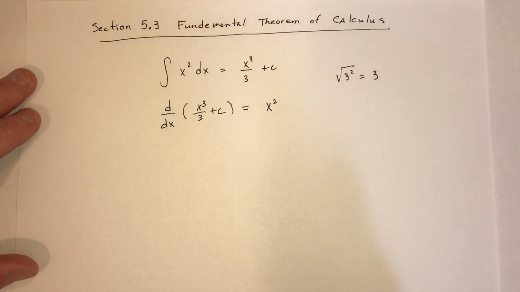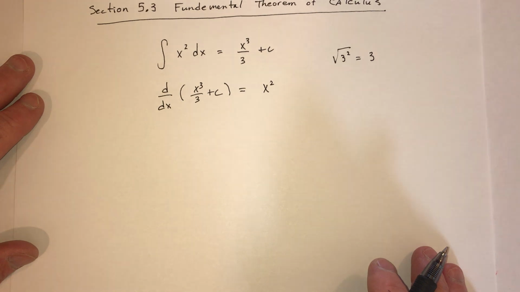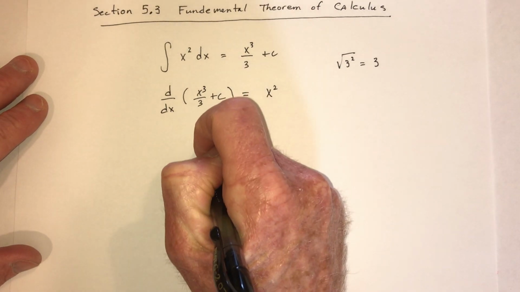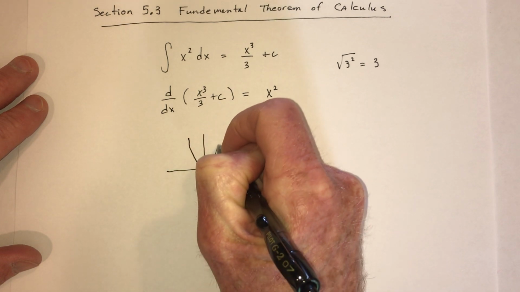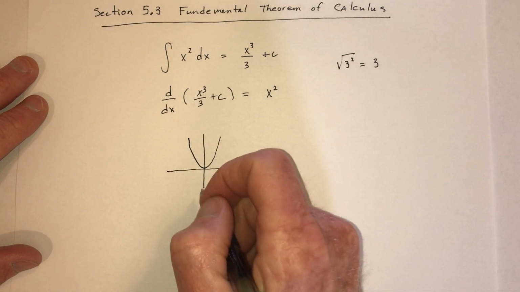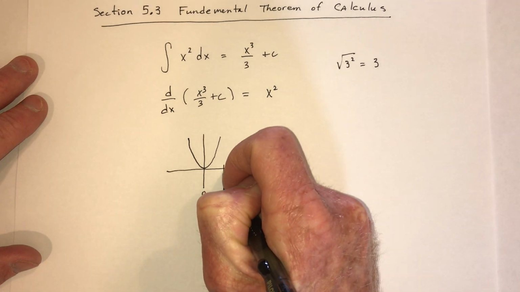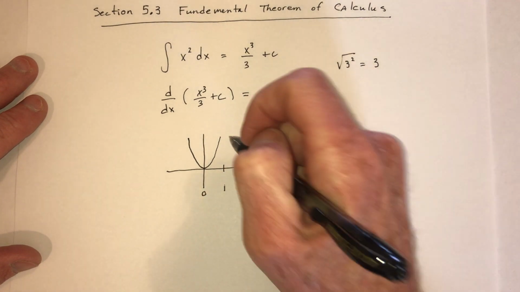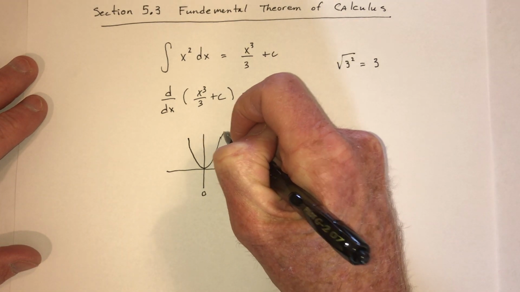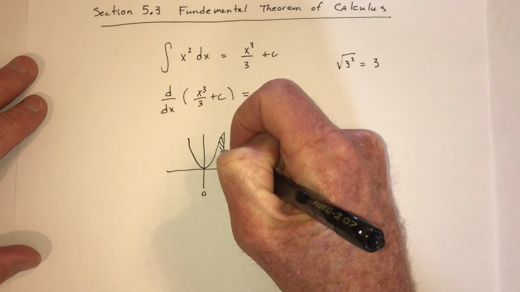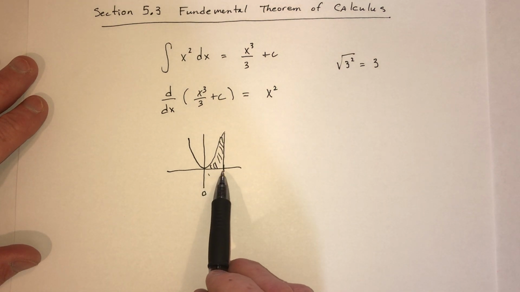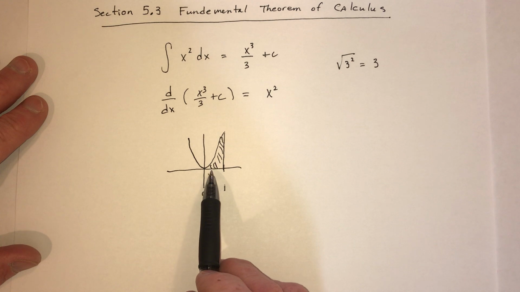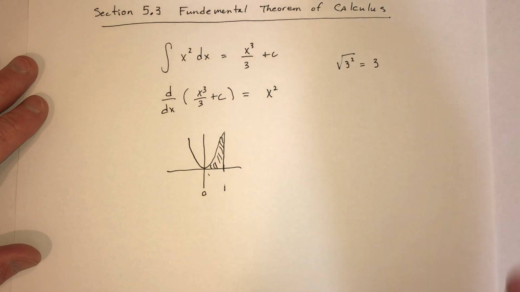All right, for the second part, suppose you look at the graph of x squared. Nice little parabola right here. And then we find the area from 0 to 1. So, in other words, find this area right here. So we could take this interval and then divide it into 100 pieces and then add up all the little rectangles to find the area.